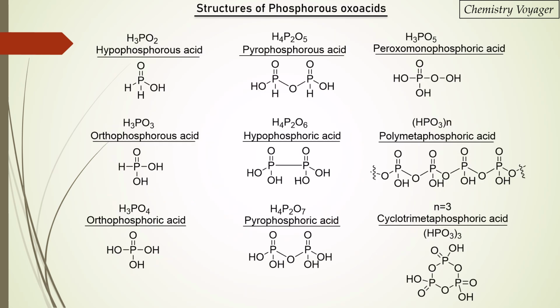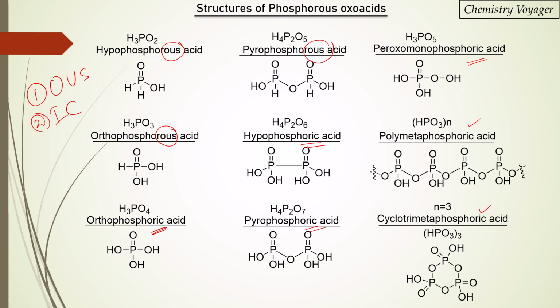Let us now look at the structures of the phosphorus oxoacids. First and foremost, it is very important to understand that phosphorus has two types of oxoacids. One is the ous type of oxoacids and the second one is the ic type of oxoacids. If you look at the slide carefully, we have acids like hypophosphorous acid, orthophosphorous acid, and pyrophosphorous acid. And the remaining acids are ic acids like phosphoric acid, orthophosphoric acid, hypophosphoric acid, pyrophosphoric acid, peroxomonophosphoric acid, and other phosphoric acids as well.